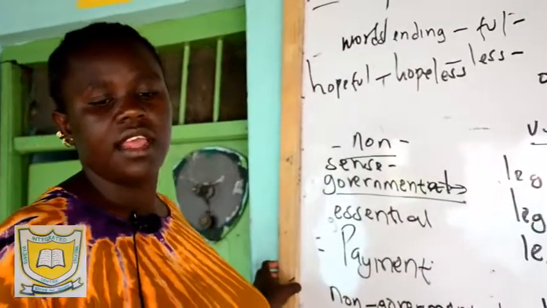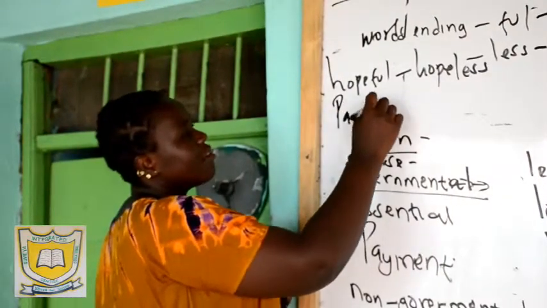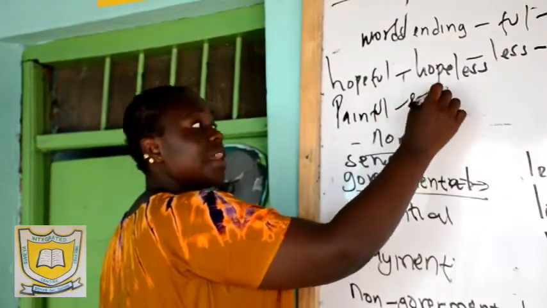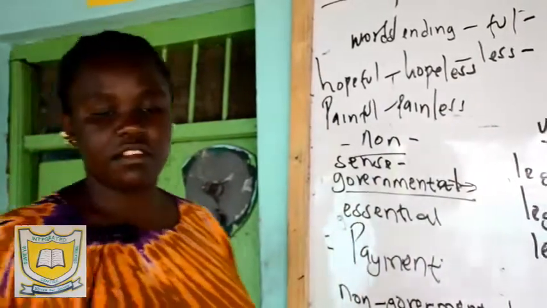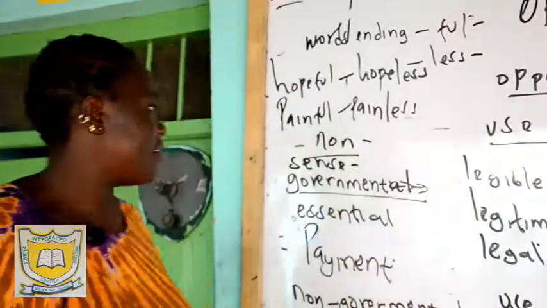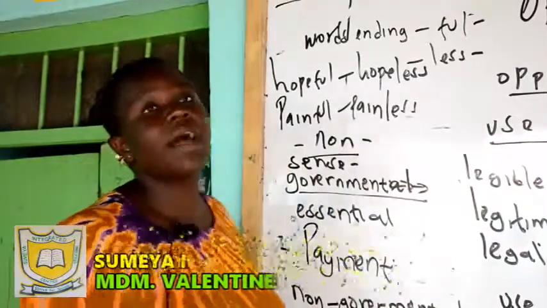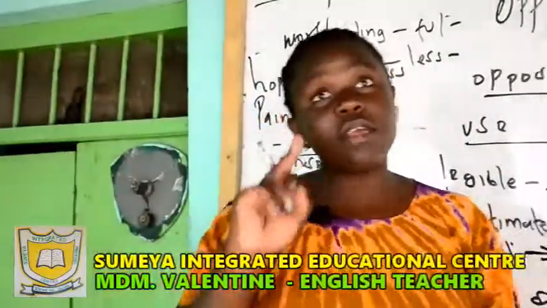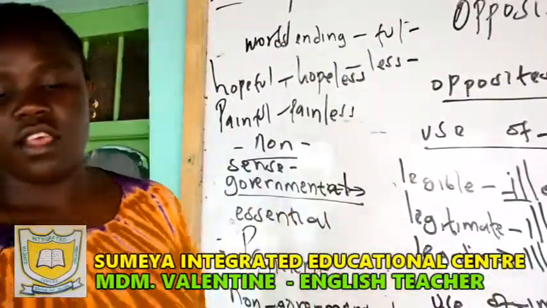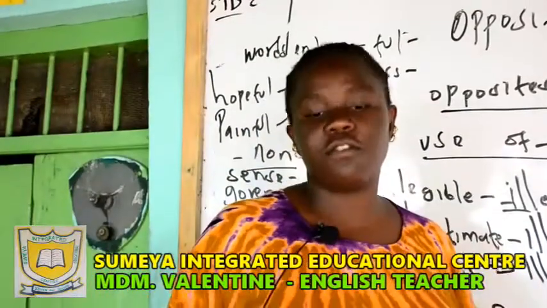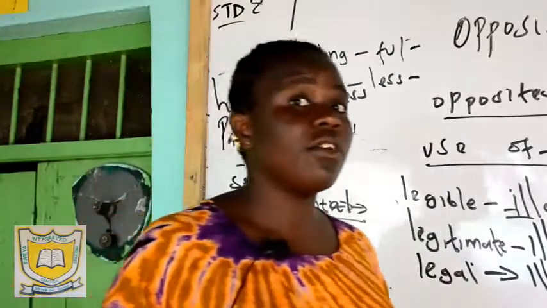Are you getting that? And then you can have painful. If something is not painful, it is painless. Hopeful, hopeless. Then you are powerful. If you are not powerful, we say you are powerless. You are useful. If you are not useful, we say you are useless. You are cheerful. If you are not cheerful, you are cheerless. You are careful. If you aren't careful, you are careless.